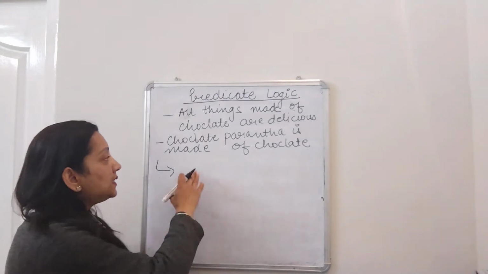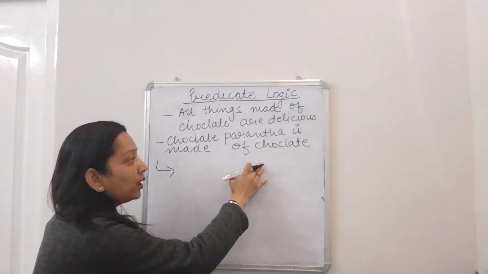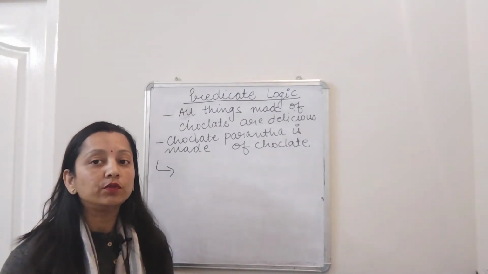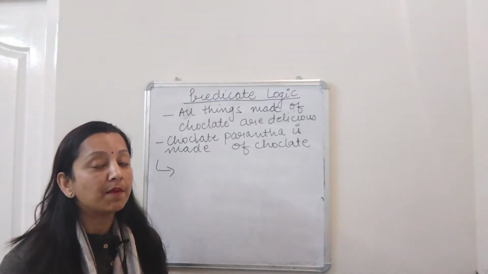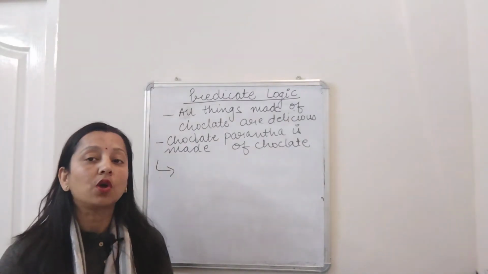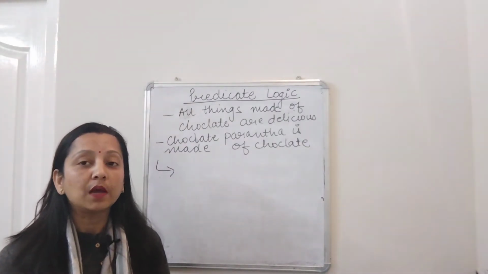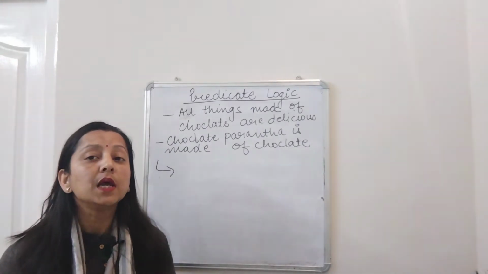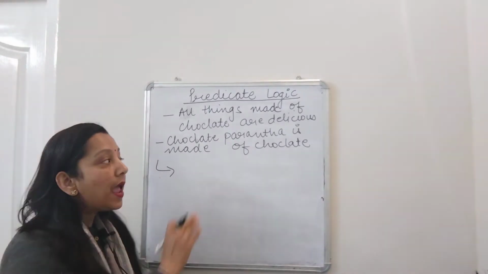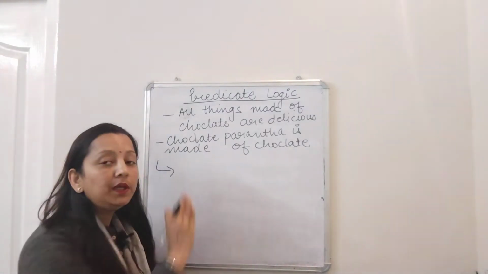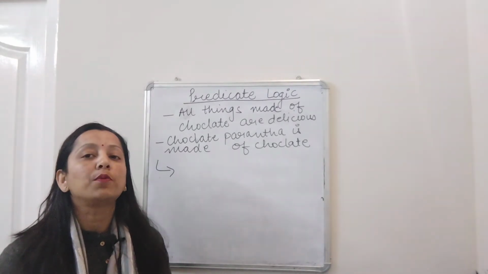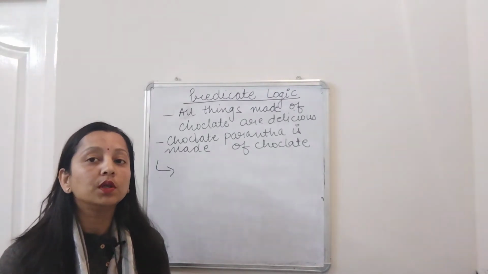But when I say a chocolate paratha is made of chocolate, what would be its truth value? It will not have a fixed truth value, because it may be true for some. Some people may like a chocolate paratha and some people may not like a chocolate paratha. So it may be true for some and it may be false for some. That means, precisely talking, it does not have a fixed truth value. So such statements cannot be considered as propositions, because as we know, all the propositions have a fixed truth value.